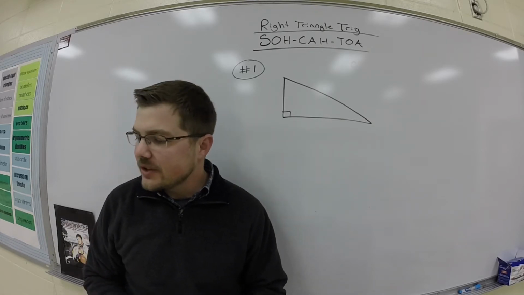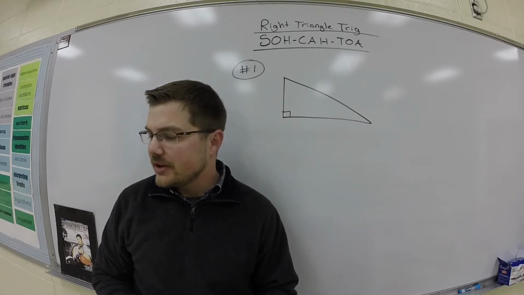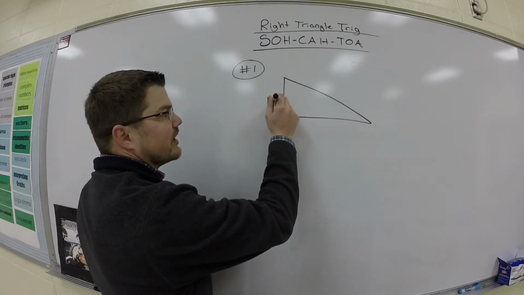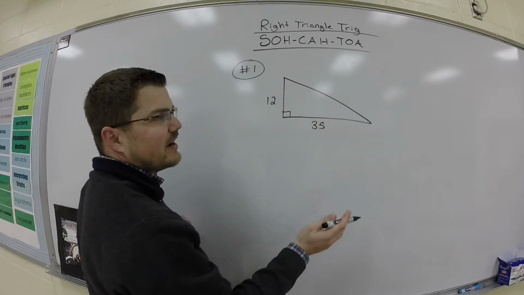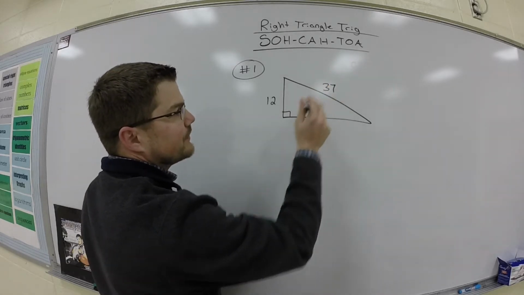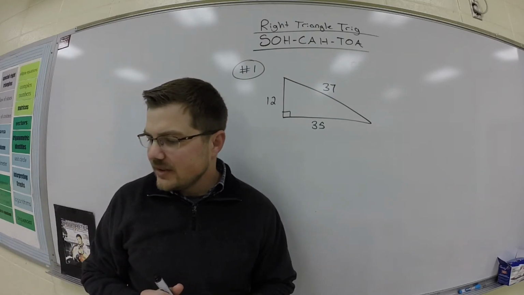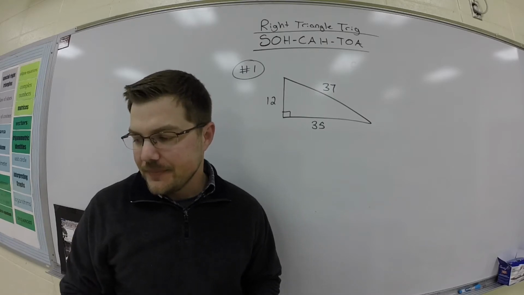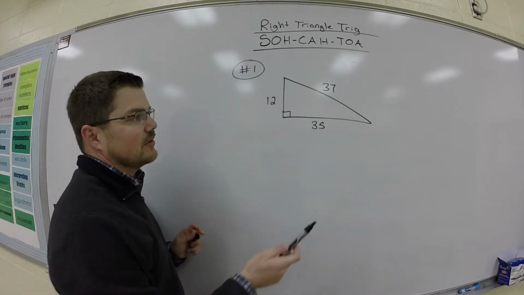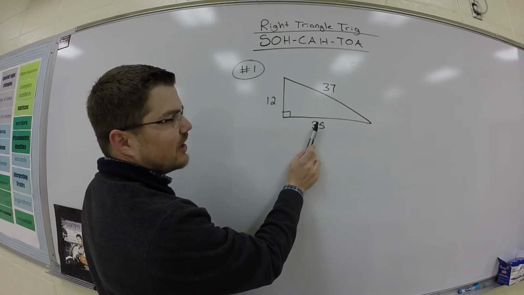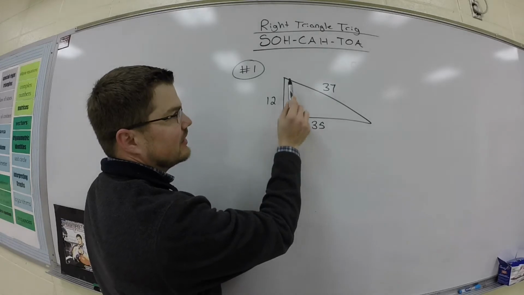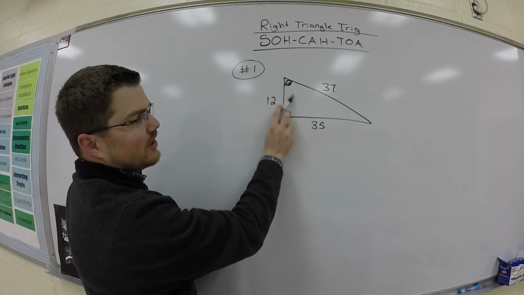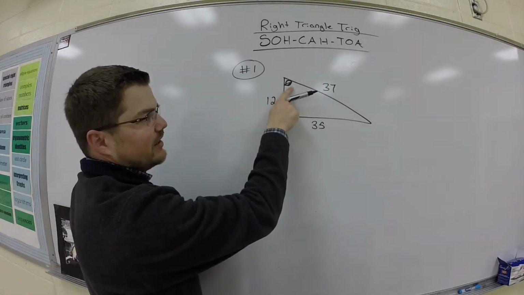Number 1 says a right triangle has sides measuring 12, 35, and 37. So let's go ahead and label our right triangle. 12 is our shortest side, 35, and our longest side is 37, so that's going to be our hypotenuse. It says, what is the cosine of the angle that lies opposite the 35-inch side? This is telling us where theta is. So here's theta, right here. This is the angle opposite the 35 side. What is the cosine of this angle?